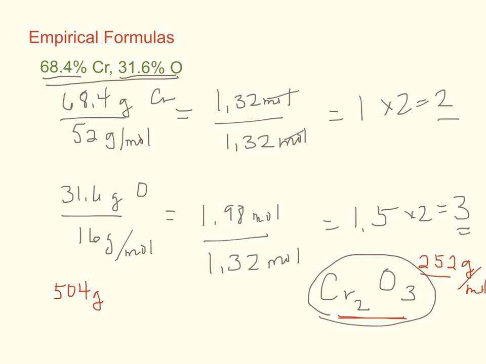And you compare that number, 252, to 504, and what's the relationship between it? Well, obviously 504 is twice 252. So this empirical formula needs to be doubled. It's twice as many atoms present in the molecular formula. So we would just say Cr4O6, using the molecular mass or the molar mass as a way of figuring out what the exact molecular formula is. So you do need to be able to do that second step, which happens after you've figured out the empirical formula.